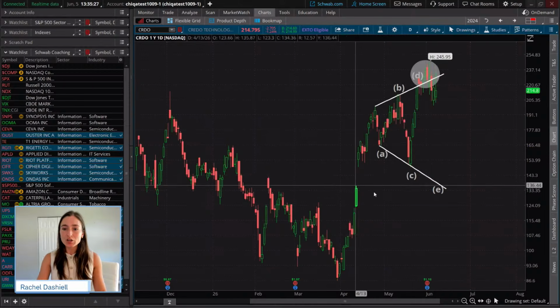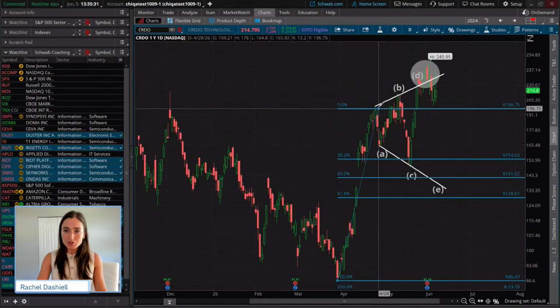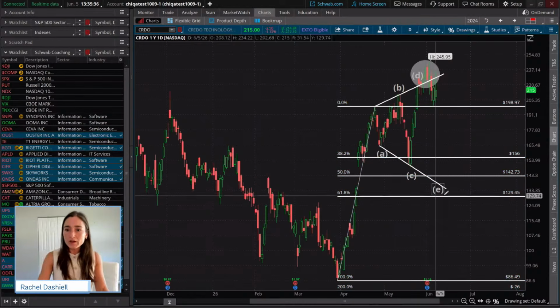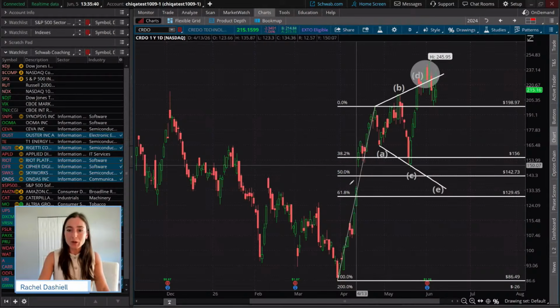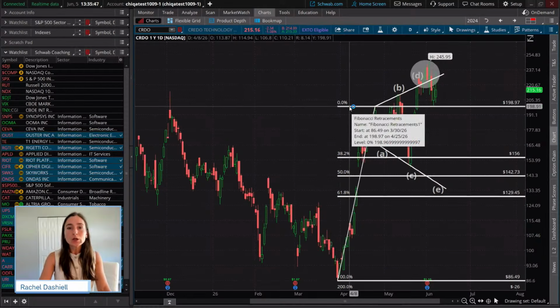So that E actually comes right into, I'll kind of show you this. If we look at our retracement, that wave E is going to come all the way down, possibly to this 61.8% retracement, or at least to that gap, just looking at the slope of that line. So that's why as a trader, we want to be patient.